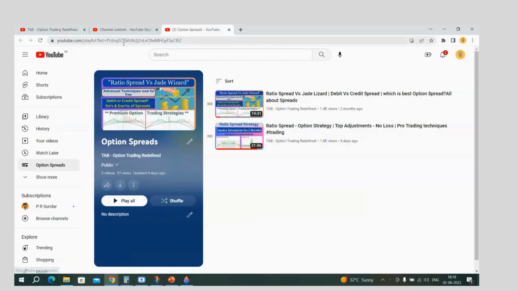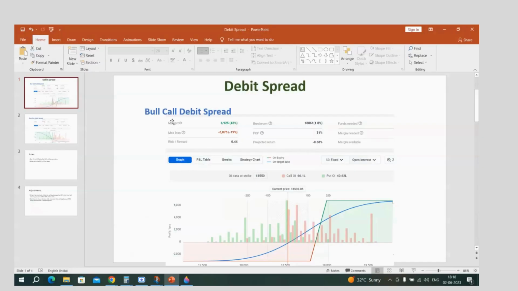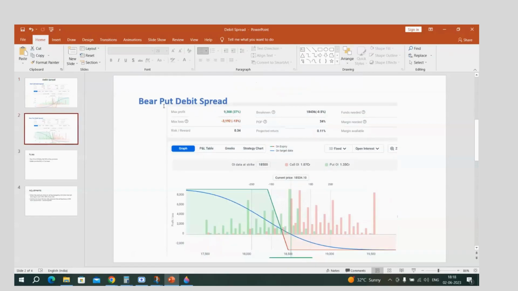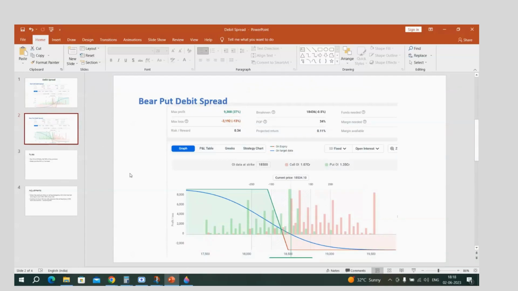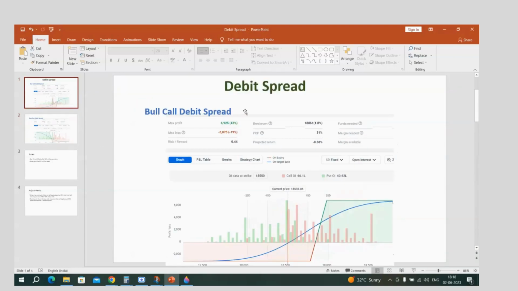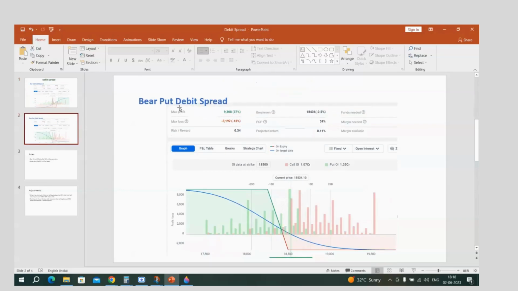Coming back to the debit spread, here we can create two types of debit spreads. One is the bull call debit spread and the other is the bear put debit spread. This one is towards the upside and this one is towards the downside. With the bull call, when our view is upside, when the market goes high, we'll get the profit. Whereas in the bear put spread, we'll get the profit when the market goes in the negative direction.